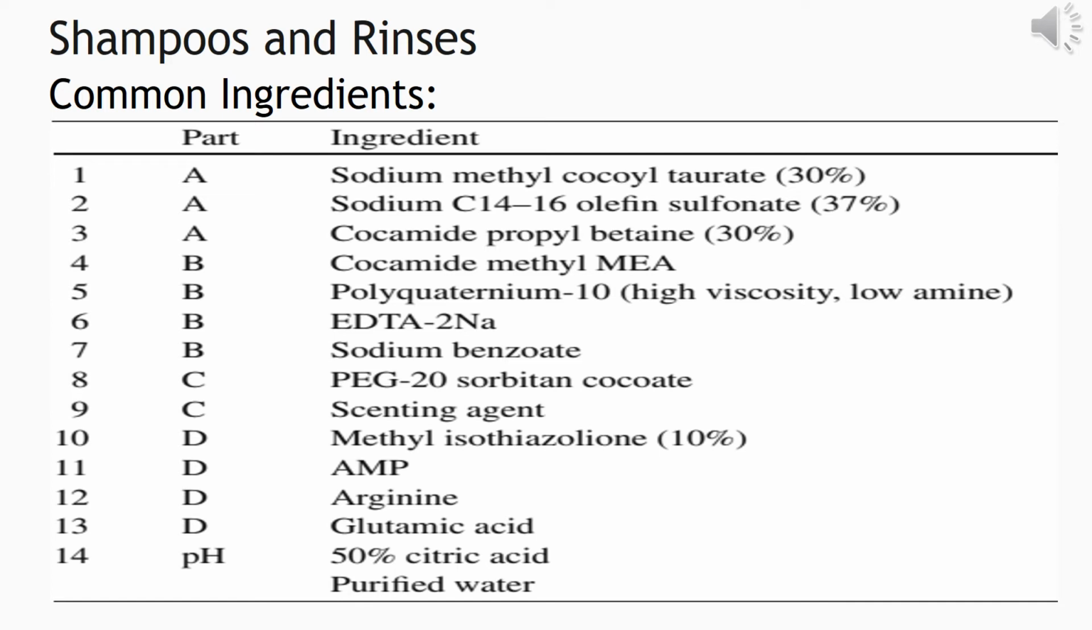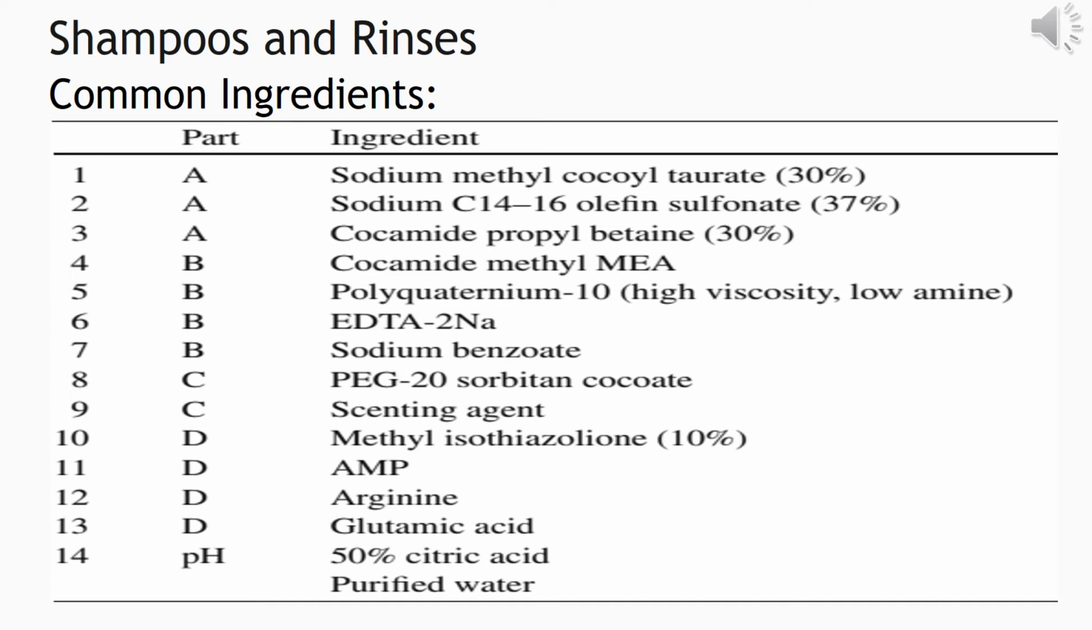A second chemical, which is also falling in category A, is sodium C14 to 16 olefin sulfonate. And this is the sodium salt of sulfonic acid. Then cocamidopropyl betaine. Cocamide is a mixture of amides. They are manufactured from the fatty acids which are obtained from the coconut oil. Betaine is a specific type of zwitterion. The zwitterion contains positive and negative charges at the same time. So this betaine is a specific type of zwitterion, and cocamidopropyl betaine is used.